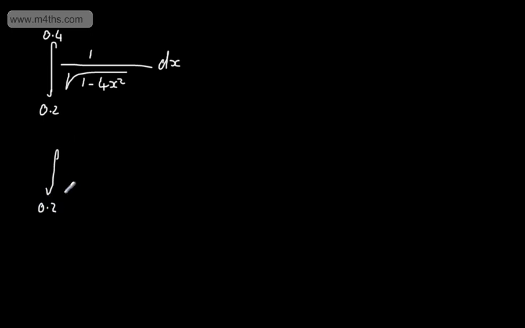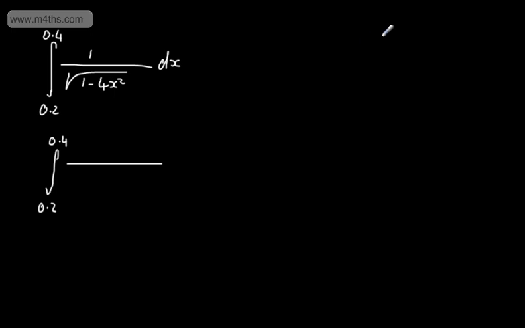Let's go now for the integral, and we will have the integral from 0.2 to 0.4, and we will have now 1 over the square root of 1 minus 4x squared, and we're going to integrate with respect to x. So if we look at this here, again, I've got a coefficient on the term in x squared. We need to factor this out to put it in the standard form. So what we're going to have is the integral from 0.2 to 0.4. Again, I'm going to take this out.